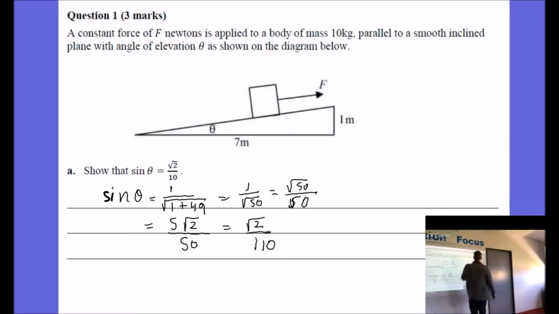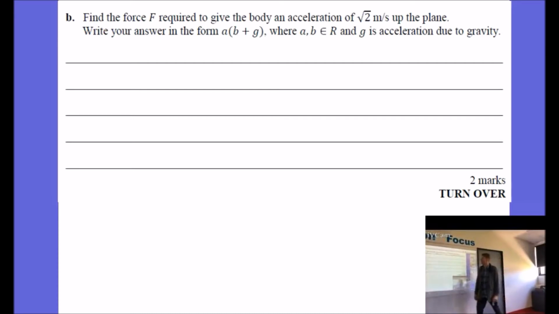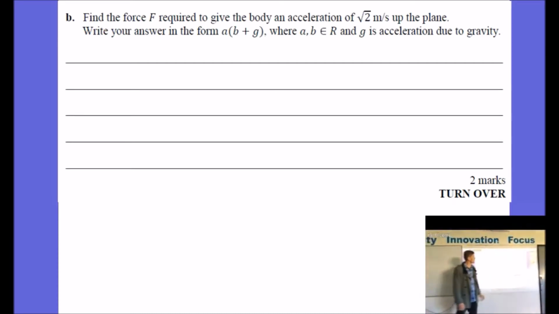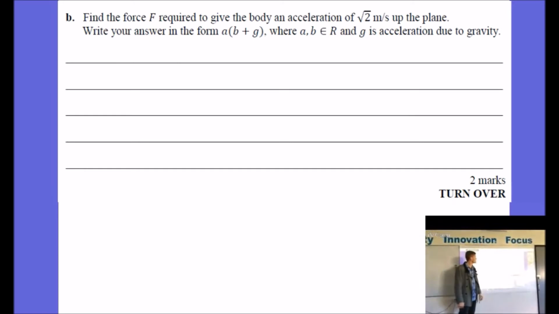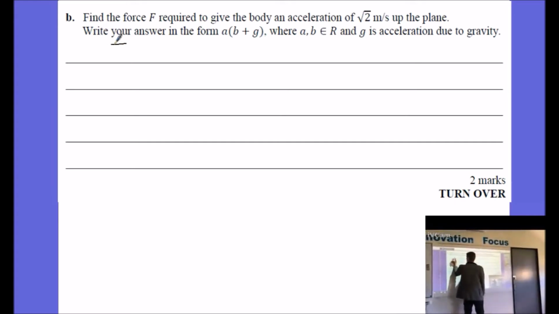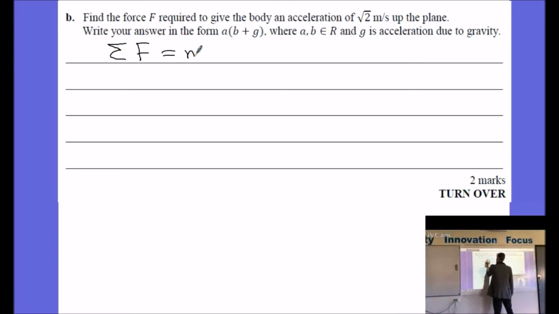So from that now, find the force F required to give the body an acceleration of square root 2 meters per second squared up the plane. Write your answer in the form of this expression where A and B are real numbers, and G is the acceleration due to gravity. We'll start by looking at all the forces that sum to give us the mass times the acceleration.